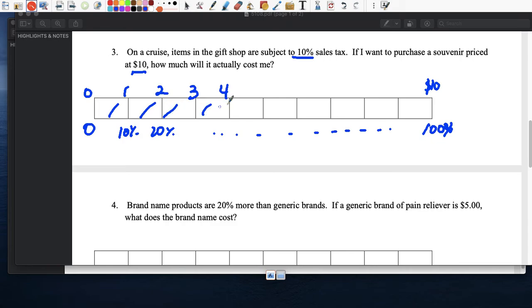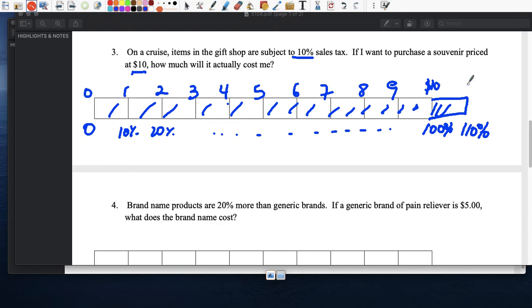So here is 100%. Plus there's taxes. So taxes is 10%. So 10% is 1 box. So we're going to add 1 box here. So instead of 100%, we're going to pay 110%. So think about this. This is 6, this is 7, this is 8, this is 9, this is 10. What's the next one? It would be 11. So how much do you pay in total? You would pay $11.